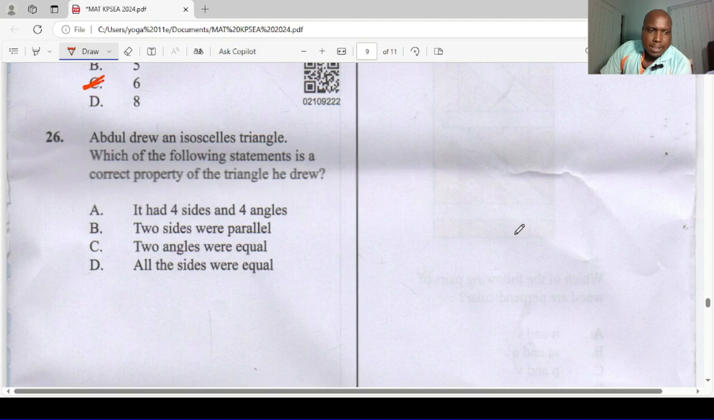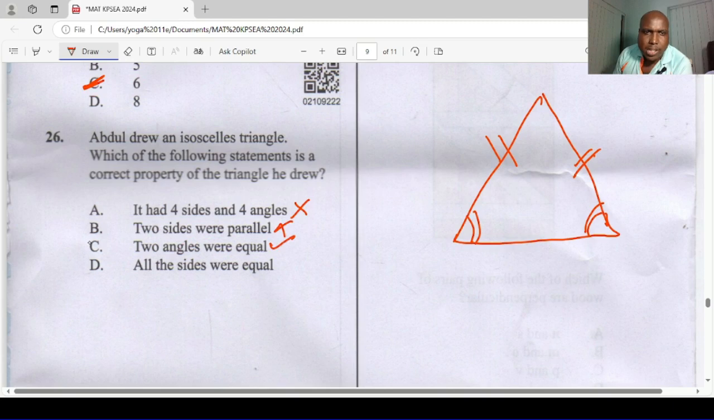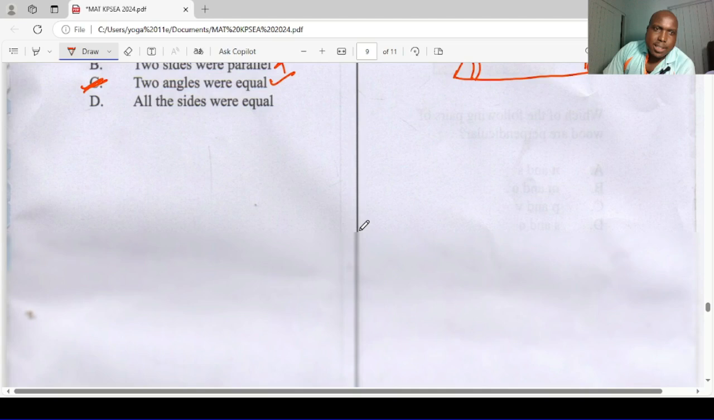Abdul drew an isosceles triangle. Which of the following statements is a correct property of the triangle he drew? So an isosceles triangle, 2 sides are equal. The base angles are also equal. This angle and these angles are equal. It has 4 sides, no. 2 sides are parallel, no. 2 angles are equal, yes. 4 sides were equal, no. So the answer is 20.